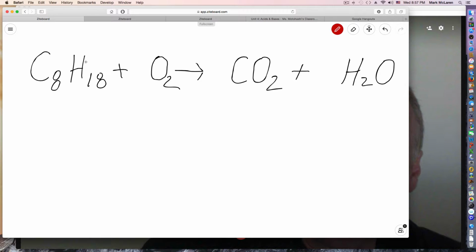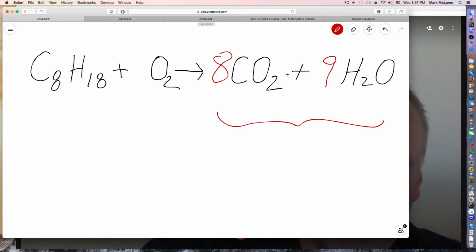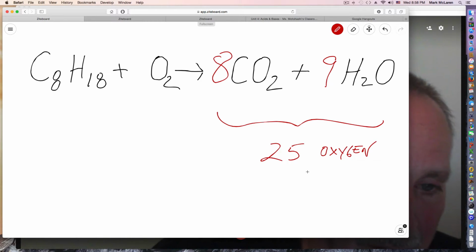So we've got 8 carbon here, so that means we're going to put an 8 in front of that carbon right there. We've got 18 hydrogen here, so we're going to put a 9 in front of the water. So if we look at that, we've got 8 carbon, 8 carbon. We've got 18 hydrogen, 18 hydrogen. So on this side, all together, we have got 16 oxygen there and 9 oxygen there. We've got 25 individual oxygens. I didn't use an O because it would look like 250. So I got 25 oxygen on this side. That means I need to have 25 oxygen over here.